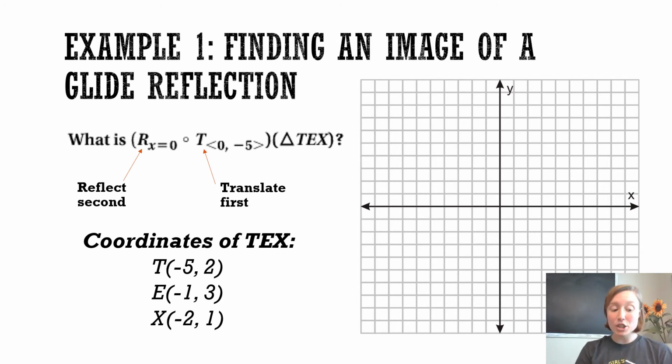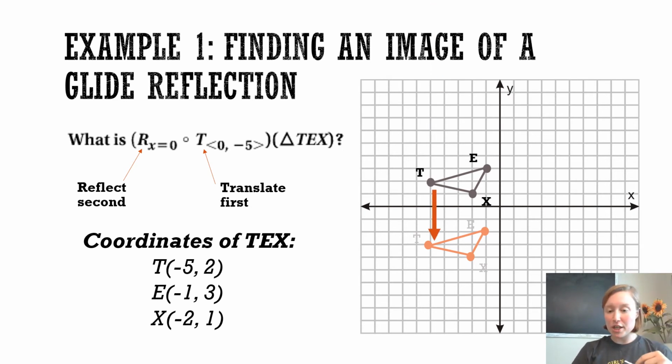So what this is actually telling us, if we're trying to reflect and translate triangle TEX, here's the coordinates of TEX. So I'm going to go ahead and graph those. Boom. Take a minute to do that and pause it if you need to. So there's my triangle, right? So the first thing I want to do to it is I want to take it and translate it. And this tells me I'm going 0 in the x direction and -5 in the y direction. So I'm going down 5 in the y direction. So there's my new TEX triangle that's been translated down.